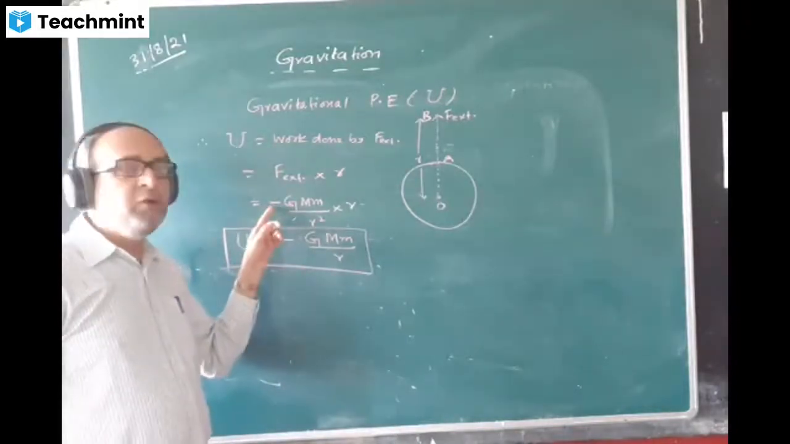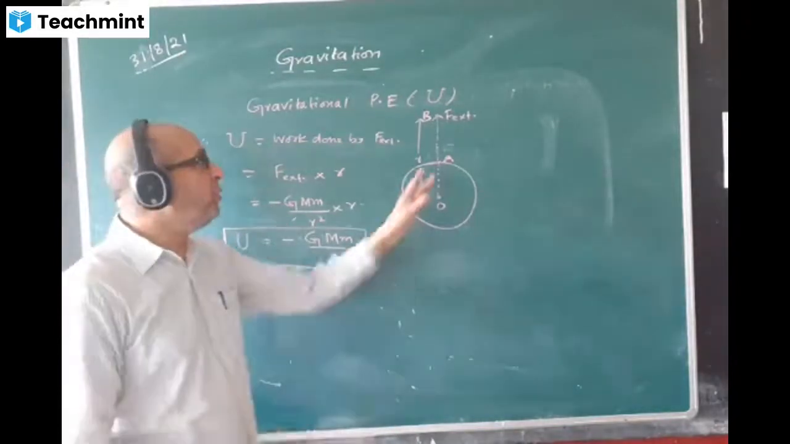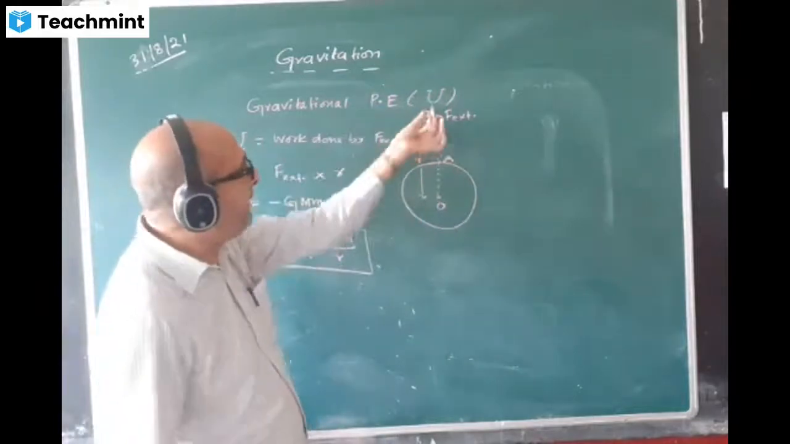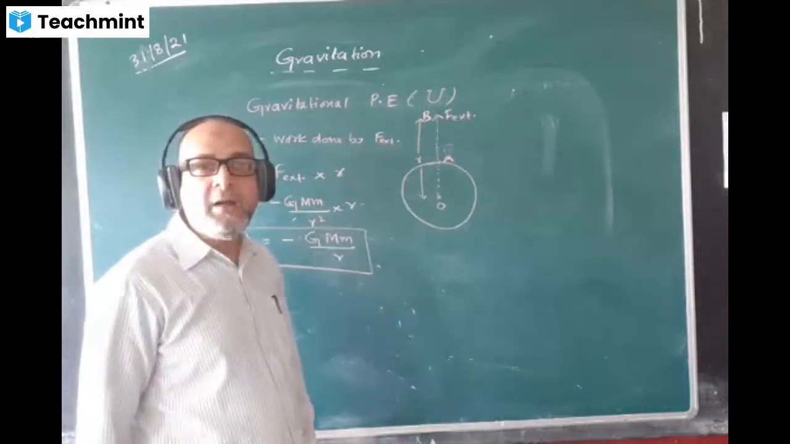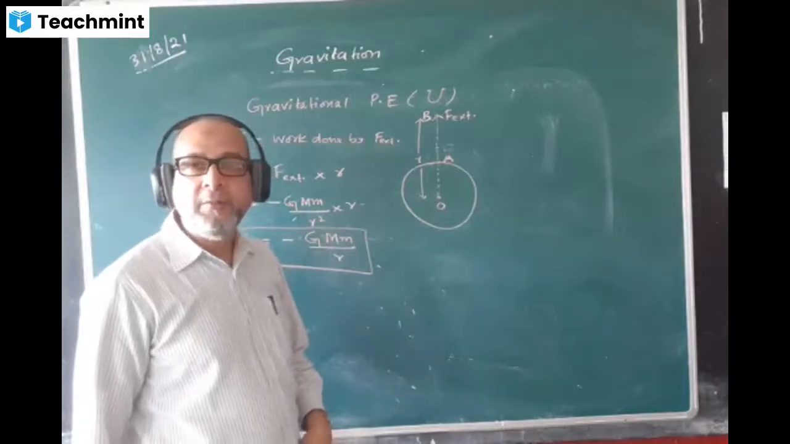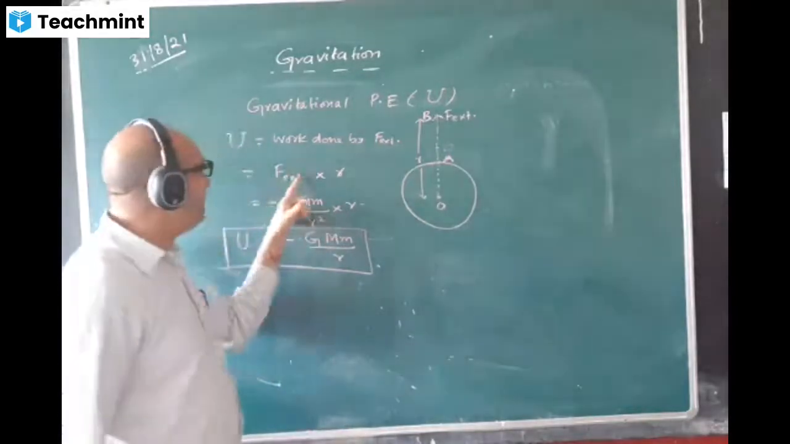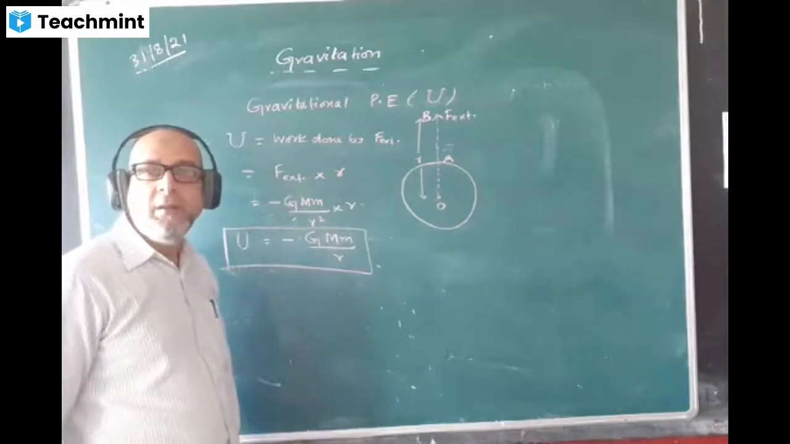Why the minus sign? Did you understand the minus sign? Because this force we are giving this way, whereas the gravitational force is towards the center, this way. The two forces are equal but opposite in direction. That's why the external force value we are writing with a minus sign.